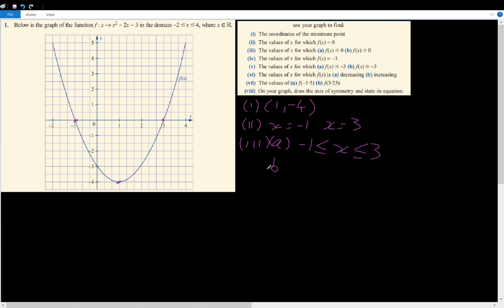And then for part B, we're asked to give the values of x for which f of x is greater than or equal to 0. And that's where the curve itself is above the x-axis. So in our case, that's going to happen when x is less than or equal to minus 1, and it's going to happen when x is greater than or equal to 3, like that.